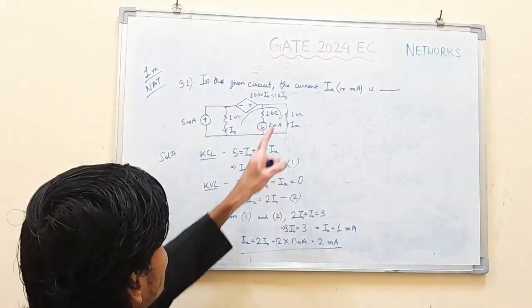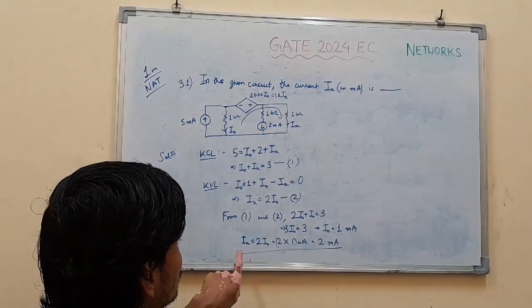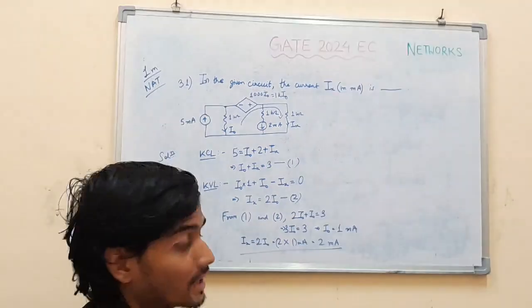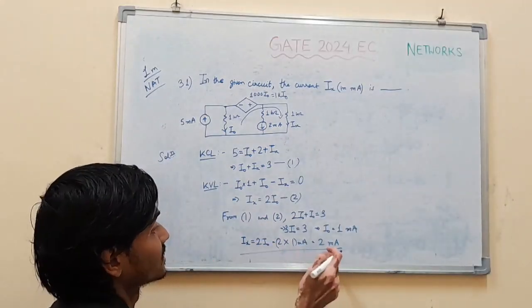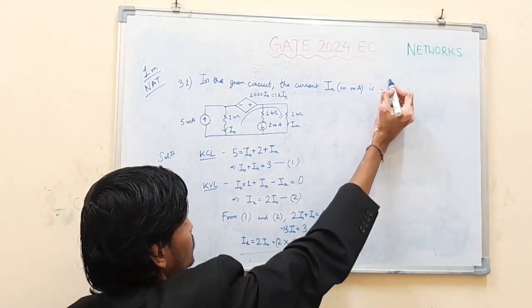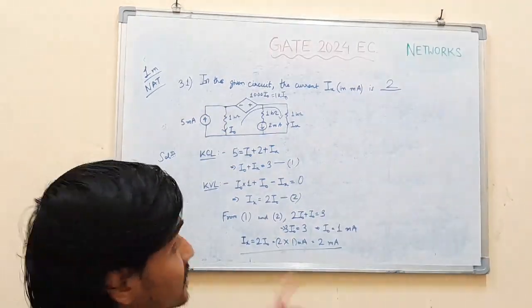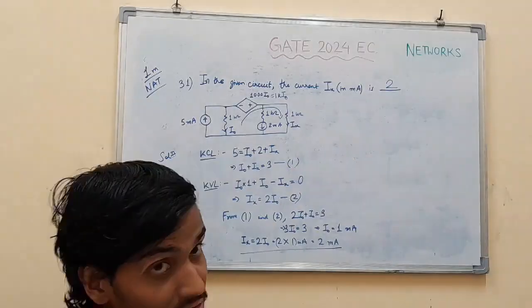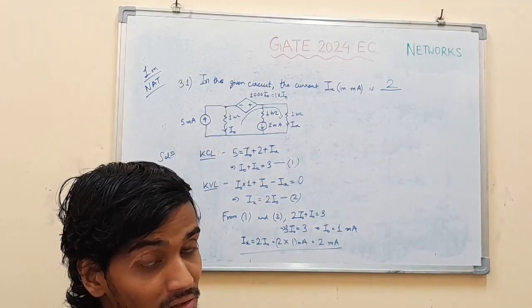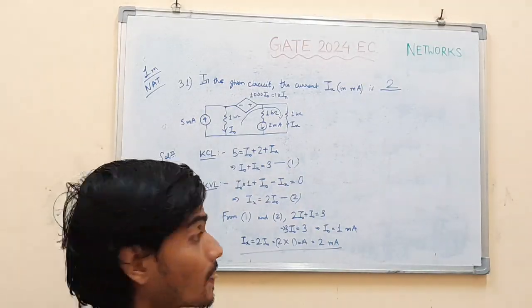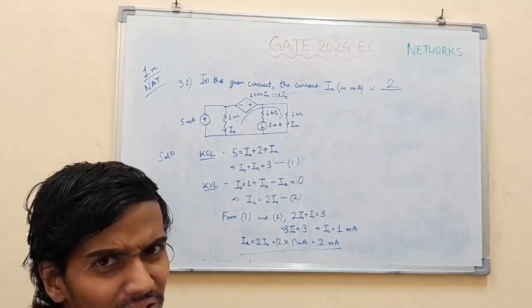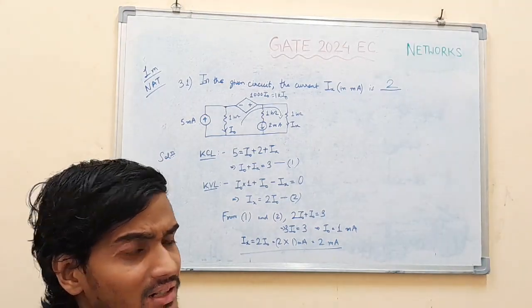The question asks for Ix in milliampere. What we get is Ix is 2 milliampere. So Ix in milliampere is simply 2. As this is a numerical answer type question, you have to fill in the blank with the correct answer, which is 2 in this case. Very basic circuit analysis.